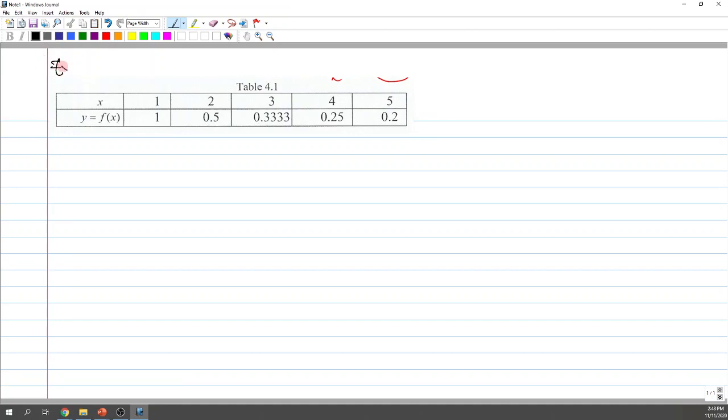So this is the example. Example 1, senang kata. They ask us to find the value of f(x), f(4.5), where y equals 1 over x. They ask us to find the linear, quadratic, cubic and Lagrange interpolation, quadratic. So they ask us to find it using all the methods.